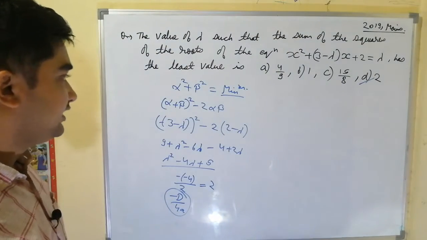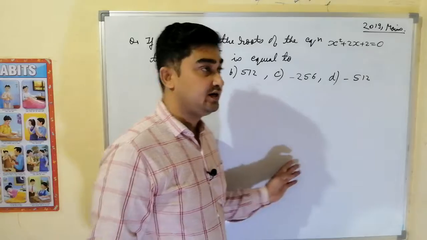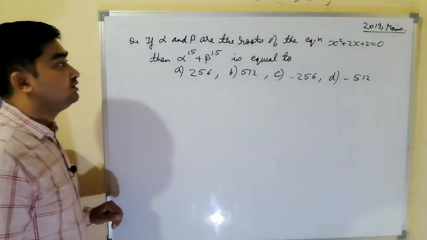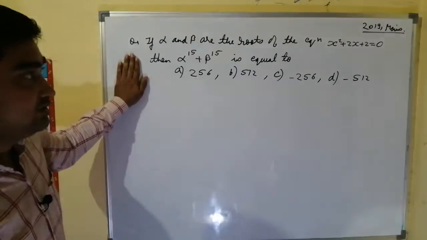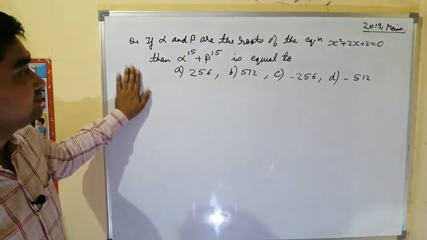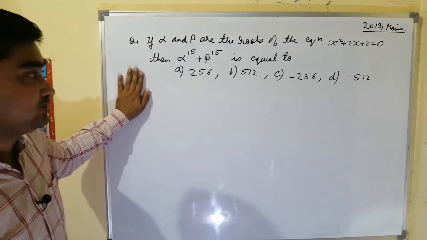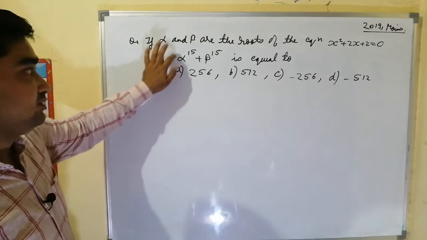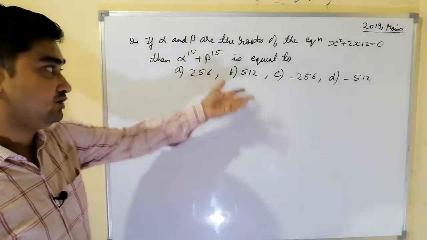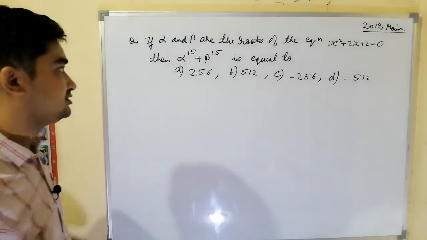Now we will move to the next problem. Next problem is also from IIT 2019 mains. In this problem, alpha and beta are the roots of a quadratic equation that is given. Alpha and beta are the roots of this equation. Then we have to find what is alpha power 15 plus beta power 15. The value of this. 4 options are given. So quickly we will solve.